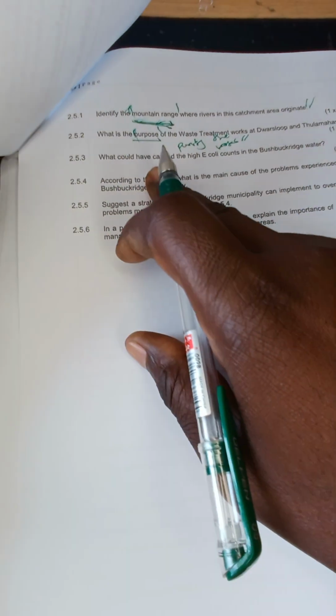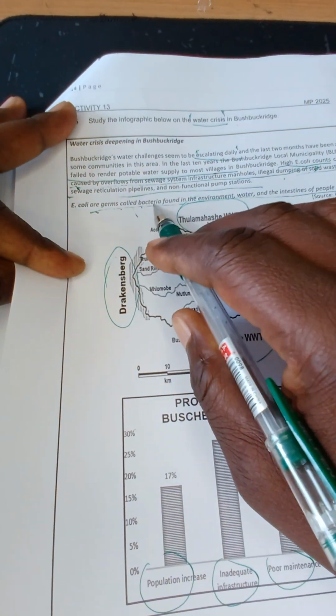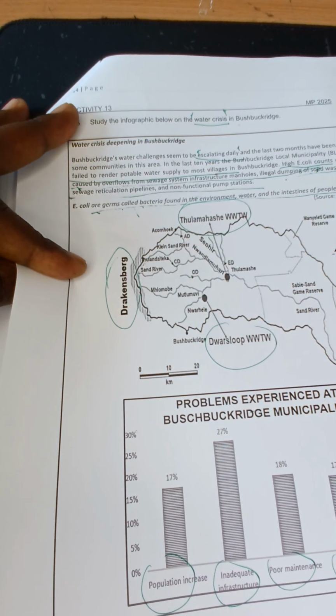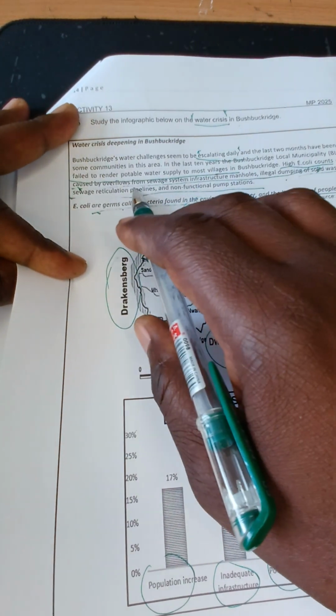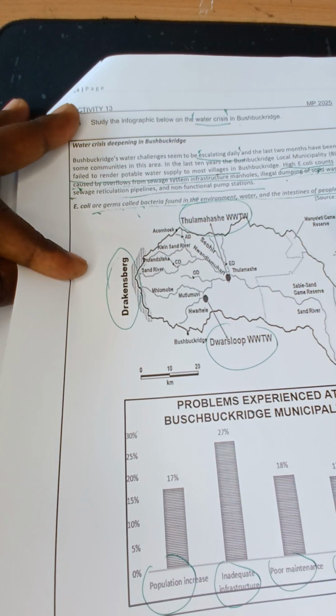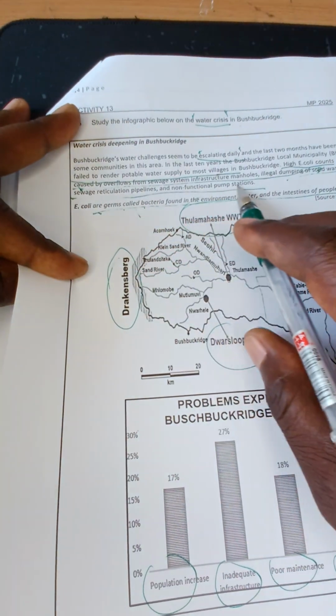Okay. And then the next question, what could have caused the high E. coli counts in the Bushbuck Ridge water? What is E. coli? It is germs called bacteria found in the environment, water, intestines of people and animals. Obviously, we have here overflows of sewage system infrastructure, manholes, illegal dumping of solid waste material, bust sewage reticulation pipelines, and non-functional pump stations.